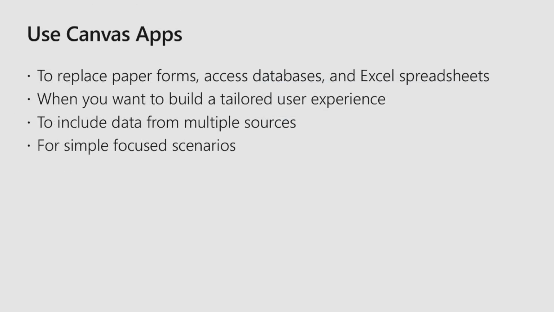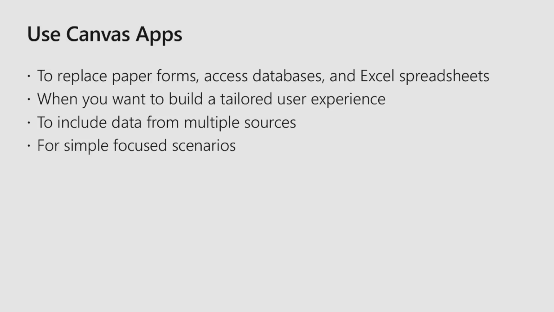So Canvas apps, just to summarize best practices: replace paper forms, InfoPath forms, Access databases, spreadsheets, those kinds of things that are floating around. Digitally transform them into a form that's easier to use and potentially brings the data into the Common Data Service where you can benefit from it.